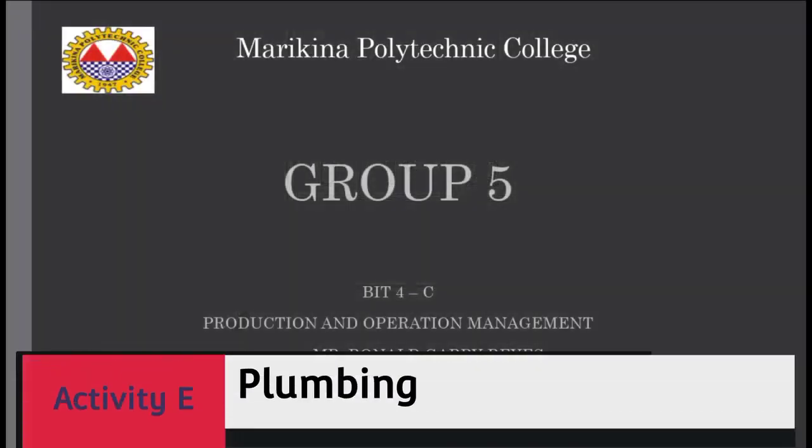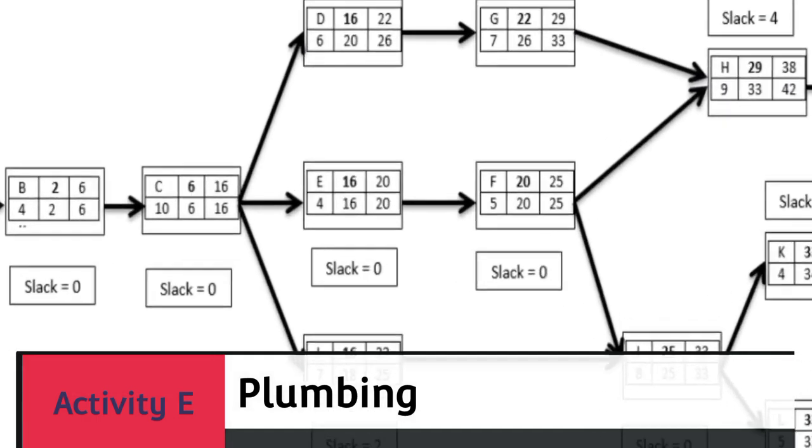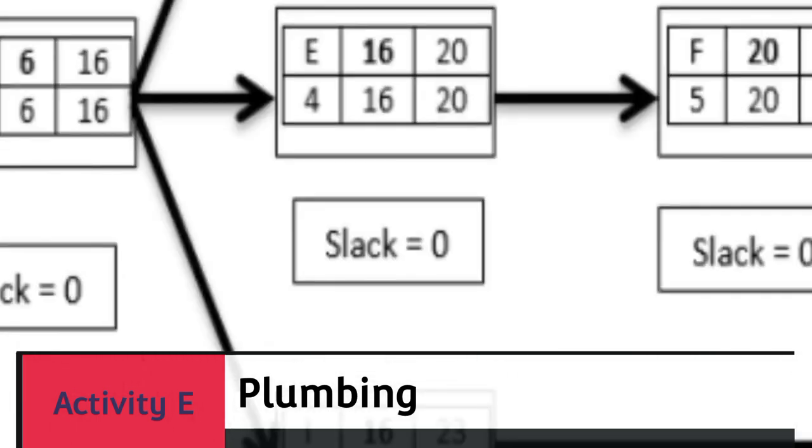The plumbing, which has an estimated time of 4 days, an early start of day 16, a late start of day 20, an early finish of day 22, and a late finish of day 26. This activity was critical because it doesn't have any slack to make it an exceedingly long time for completion.